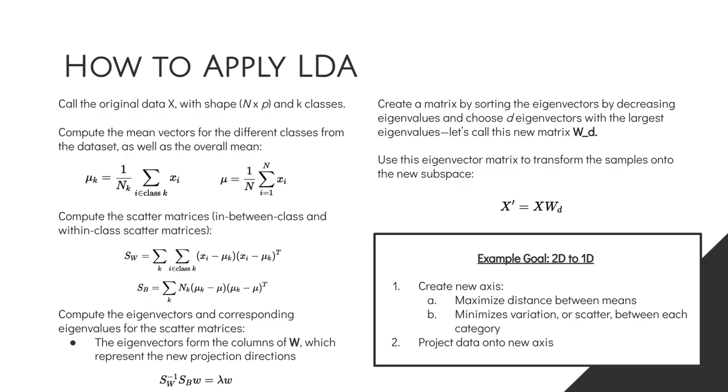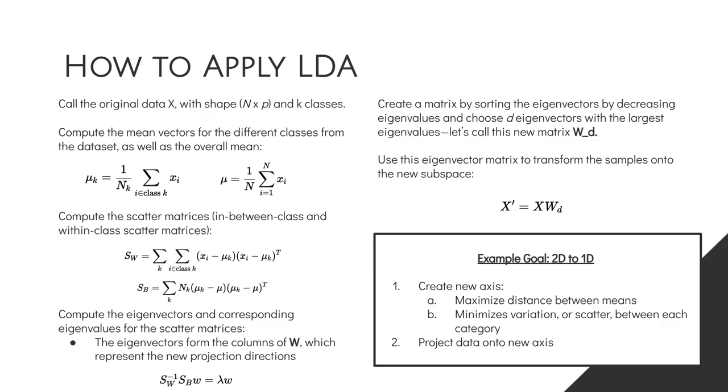S22 would be related to the difference in mean of feature 2 across classes relative to the overall mean, and then S12 and S21 would measure the covariance between features 1 and 2 across classes based on the difference between class means and the overall mean.